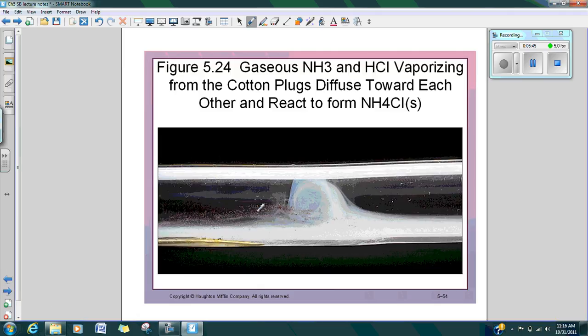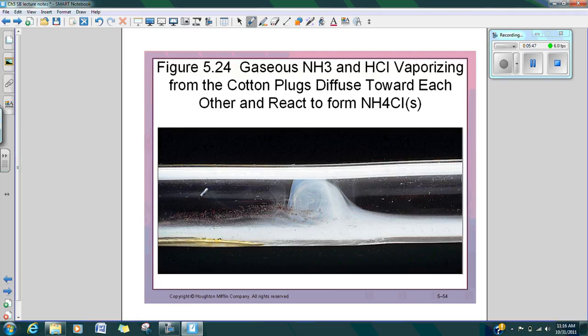All right, so again, this is what you would see if we had it in a gas chamber, that you would be able to see it. So we have ammonia and we have hydrochloric acid that's vaporizing. And if they're going to move toward each other, you're going to have one moving in this direction, and one moving in this direction. Imagine that we released them from these ends. They're going to meet somewhere in the middle, and that's what you're going to see.